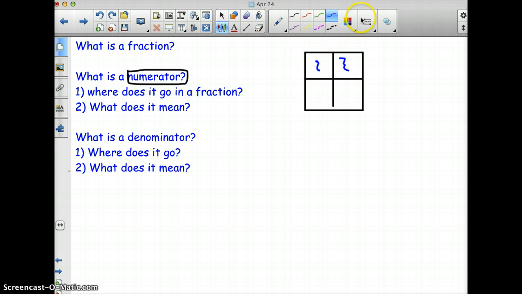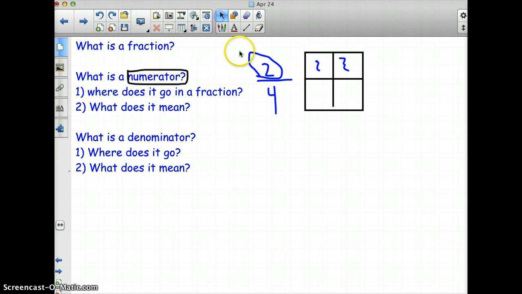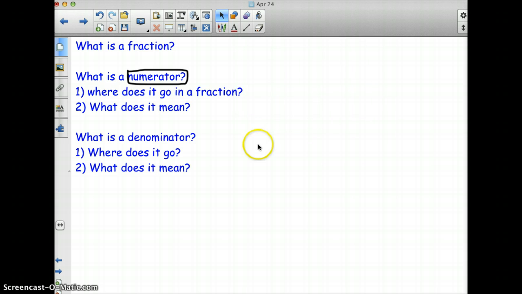Well, I count up how many there are altogether. I see there's 4, so I go 2 out of 4 pieces of the square are blue. The numerator is 2 because I'm talking about 2 of the 4 pieces. Okay, so that's numerator. Now, let's talk denominator.